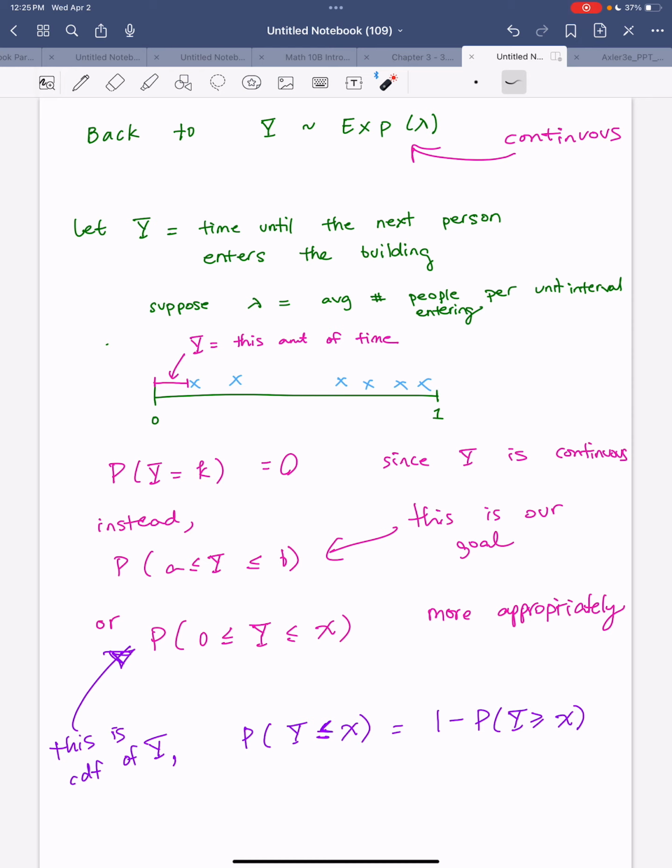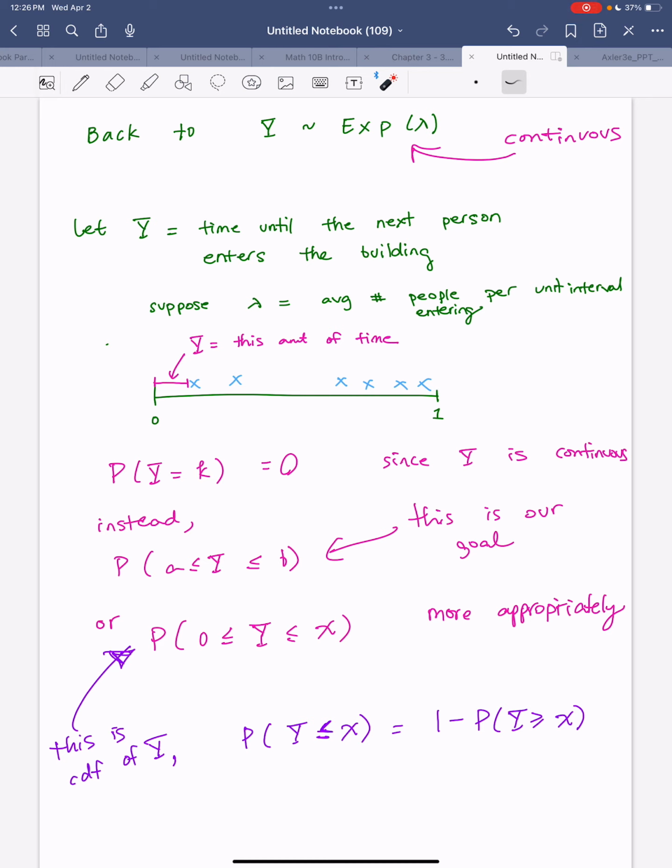right? So we said, suppose we're in a situation where this is our unit interval. We're expecting on average lambda people to appear, and maybe the X indicates when a person appears, and Y is the time until the next person enters the building. So if t equals 0 is the starting time, then Y would be however long it is until you have the first person enter the building.